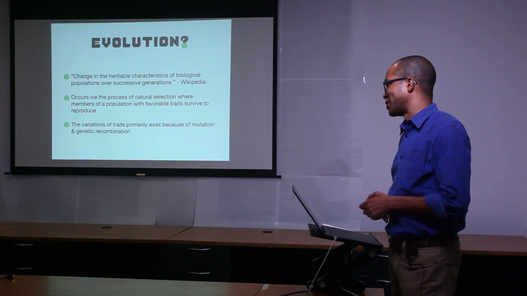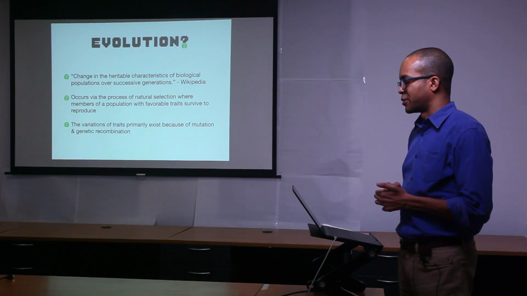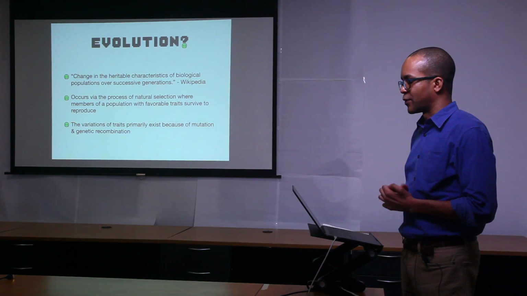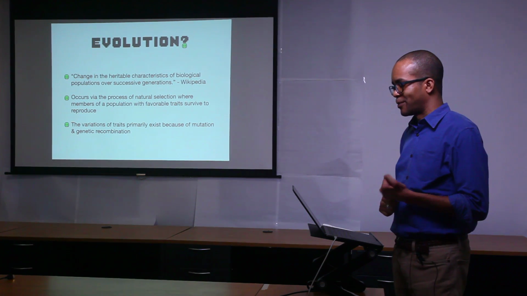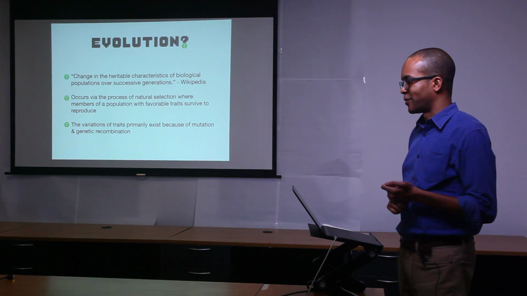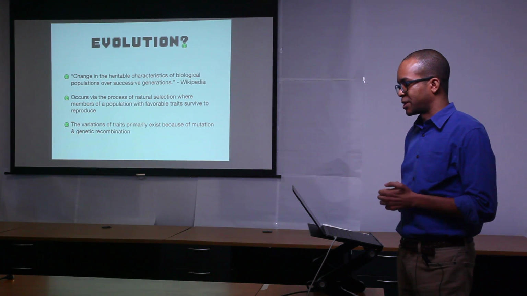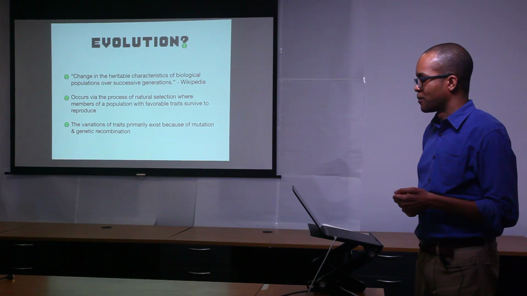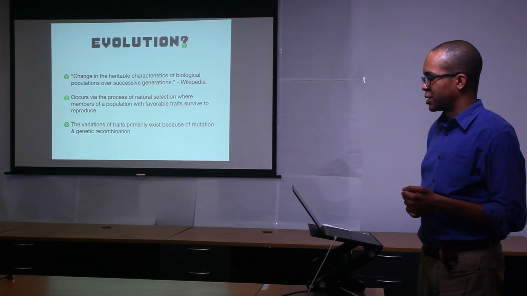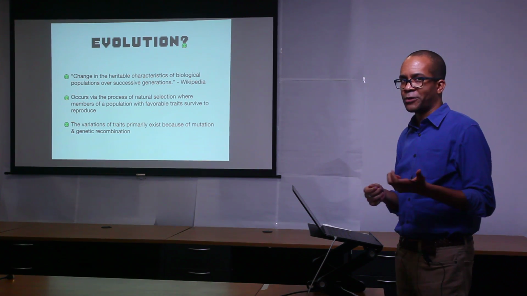So just a quick recap on evolution. It's a change in the heritable characteristics of biological populations over successive generations. It occurs via the process of natural selection, where members of a population with favorable traits survive to reproduce. The variations of traits primarily exist because of mutation and genetic recombination. So my simulation primarily just uses mutation to change the traits over each generation.